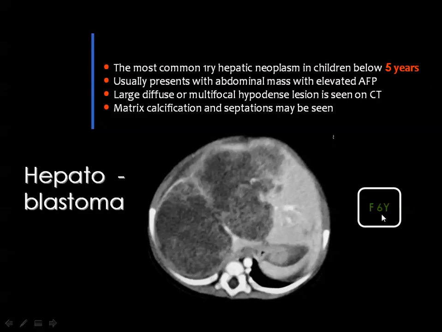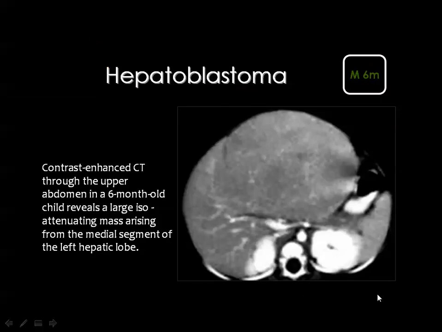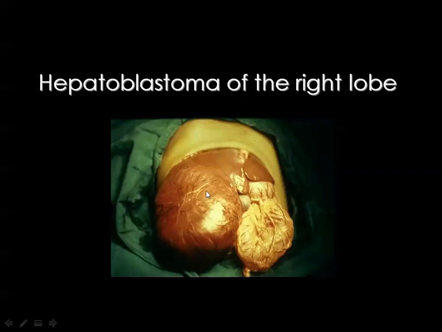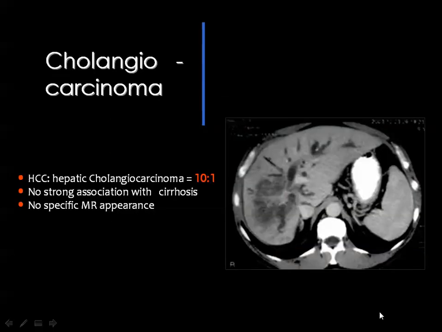And you see this female child, 6 years old, with a big mass involving most of the liver parenchyma, leaving this area in the liver. And this is a 6 months old male child showing a huge mass in the left lobe of the liver, diagnostic of hepatoblastoma. And this is the female infant, 2 months old, with a huge mass infiltrating the left lobe and sagging from the inferior hepatic surface, showing foci of calcification. And this is the gross specimen of hepatoblastoma affecting the right hepatic lobe.